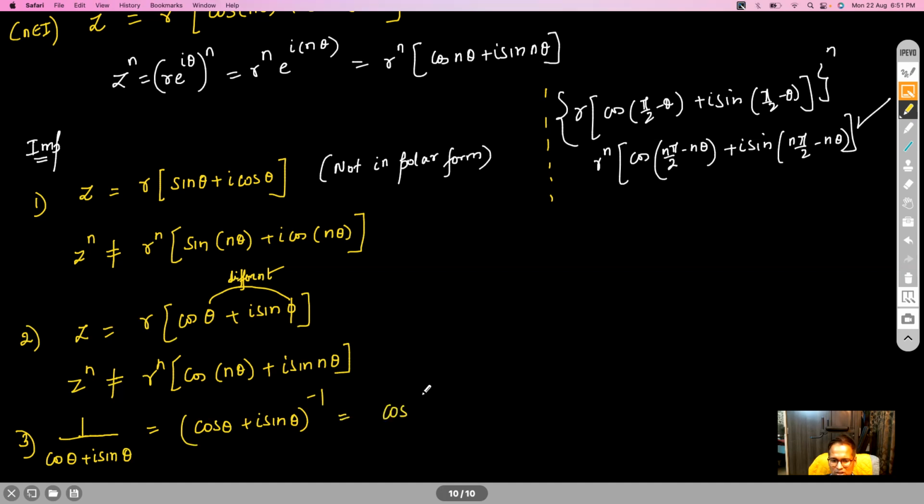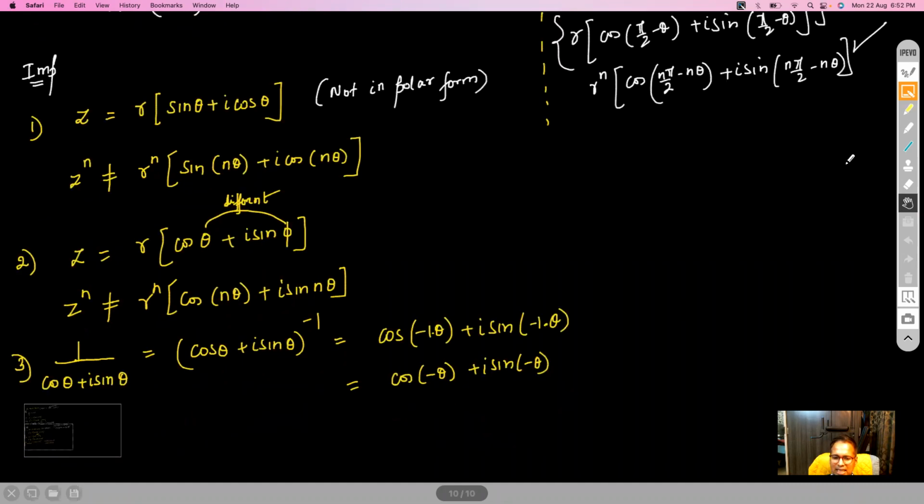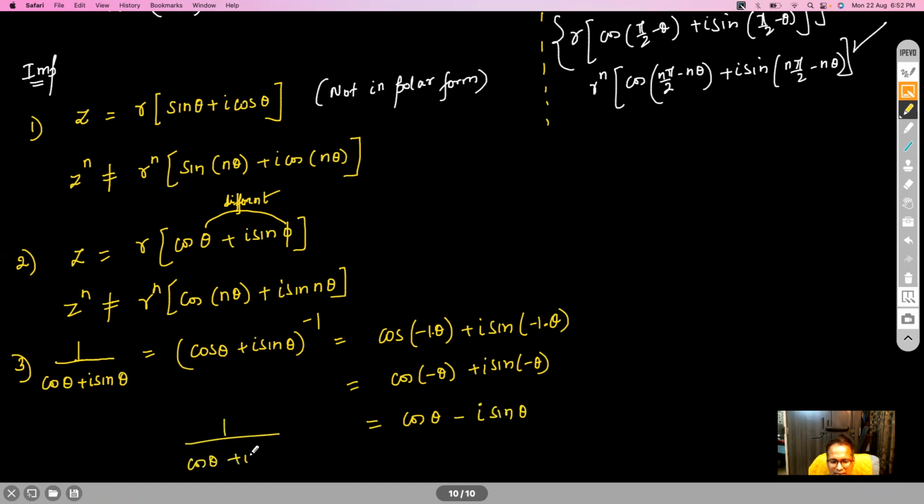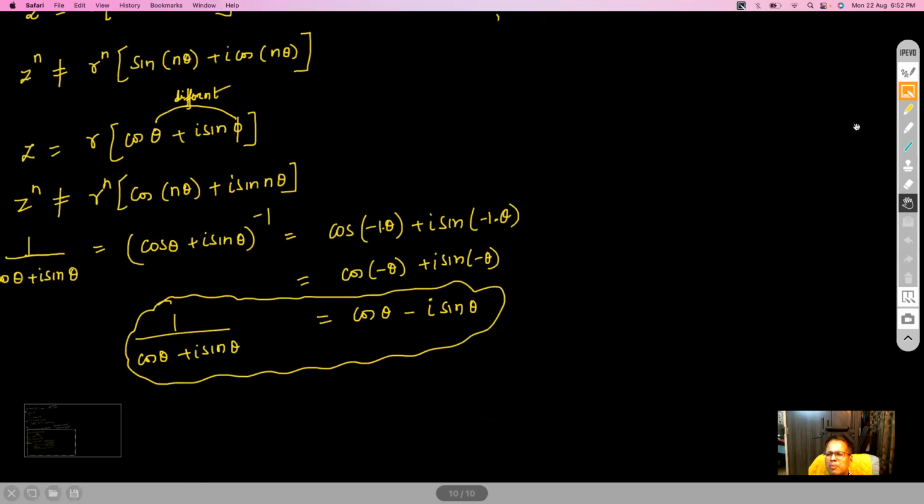So what does it actually become? It becomes cos of, now this power will get multiplied to the argument. So it will become cos of 1 into theta plus i sin of -1 into theta. On expanding it, this becomes cos minus theta plus i sin minus theta. And we already know that cos of minus theta is as good as cos theta, and sine of minus theta is minus sine theta. So you can also write 1 by cos theta plus i sin theta to be cos theta minus i sin theta also. This result I am giving you separately because this is very commonly used.